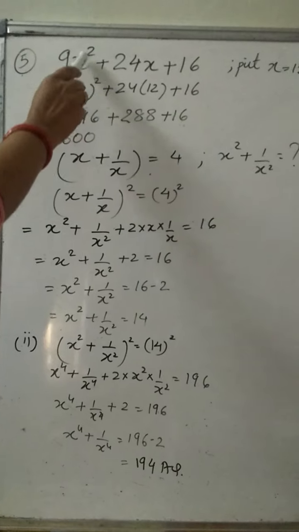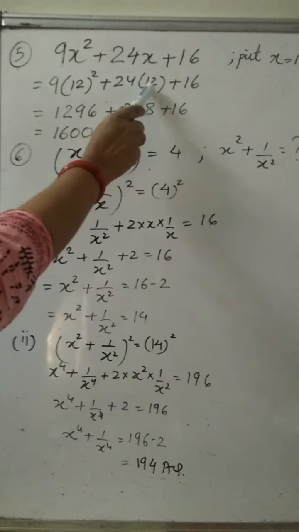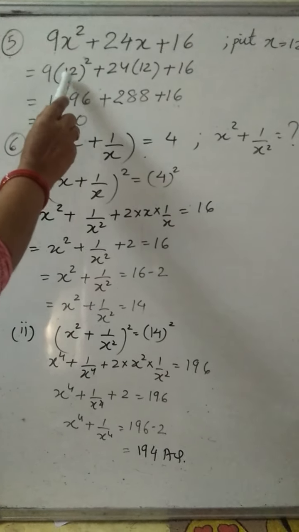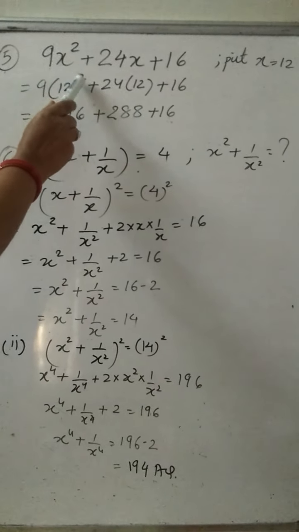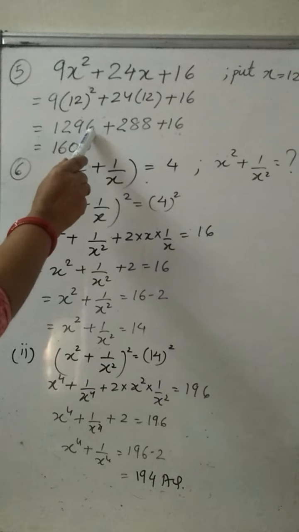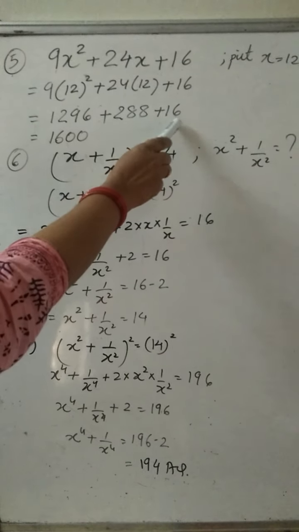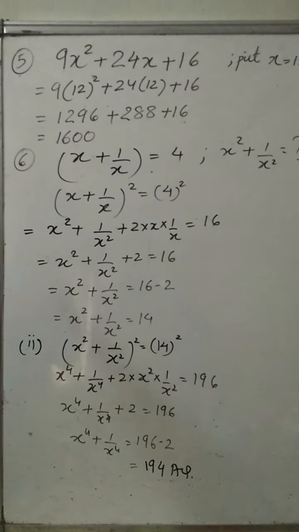So 9x square means 9 times the square of 12, plus 24 times the value of x, plus 16. This means you have to multiply 12 two times. So 12 into 12 into 9, this 1296 you will get. Then 24 into 12 is 288, plus 16. Add all. Here is the answer.